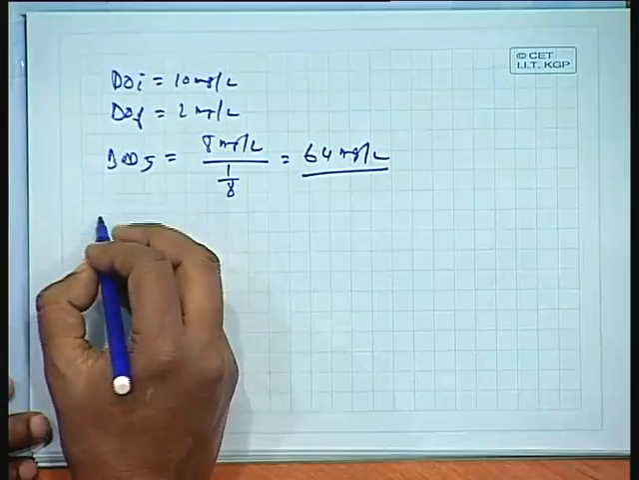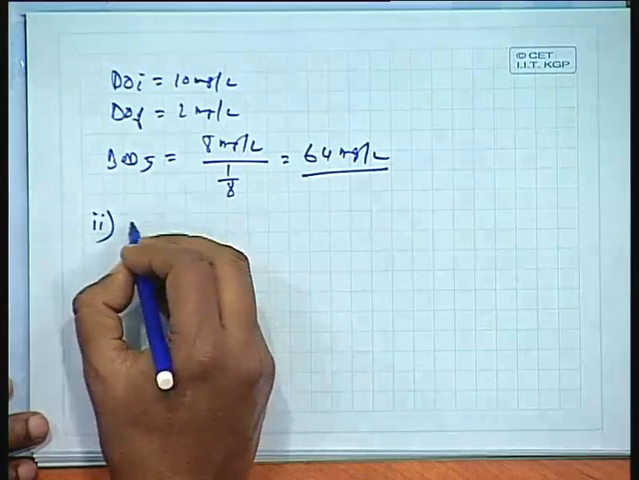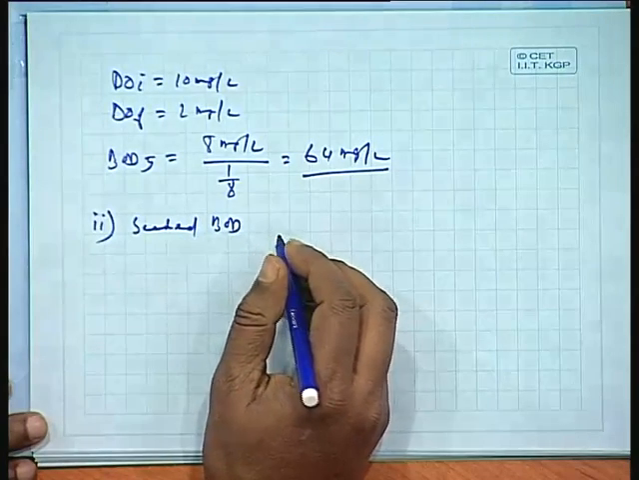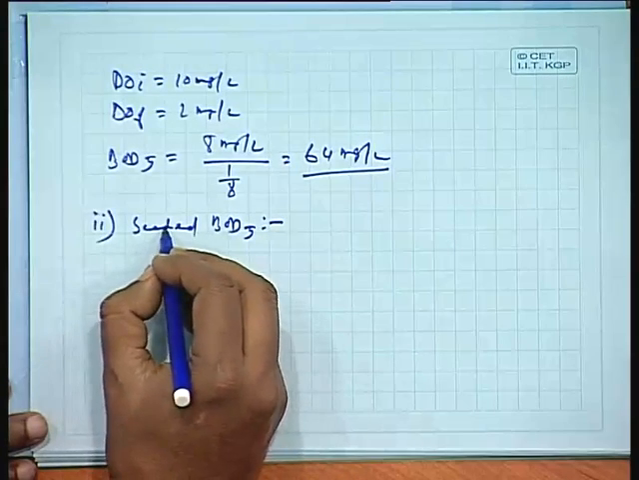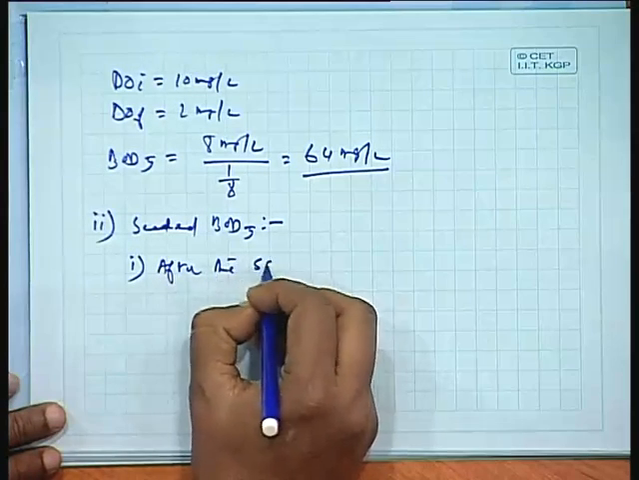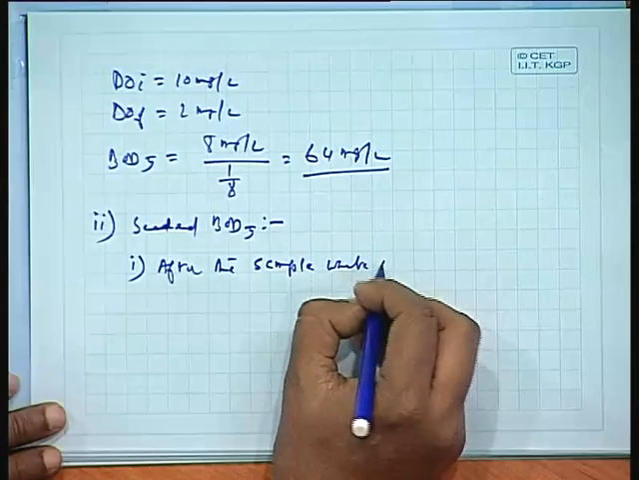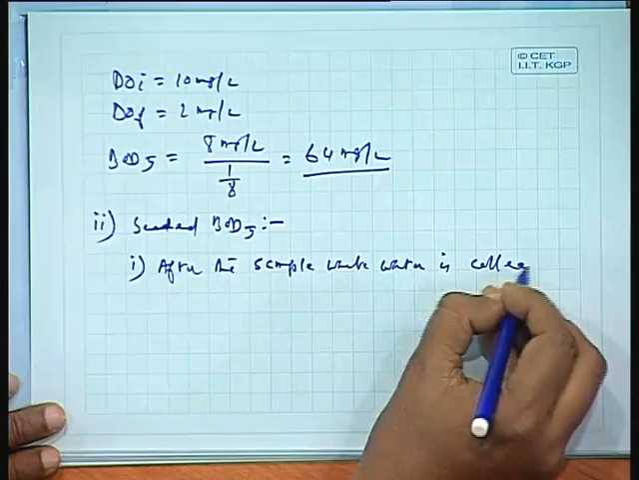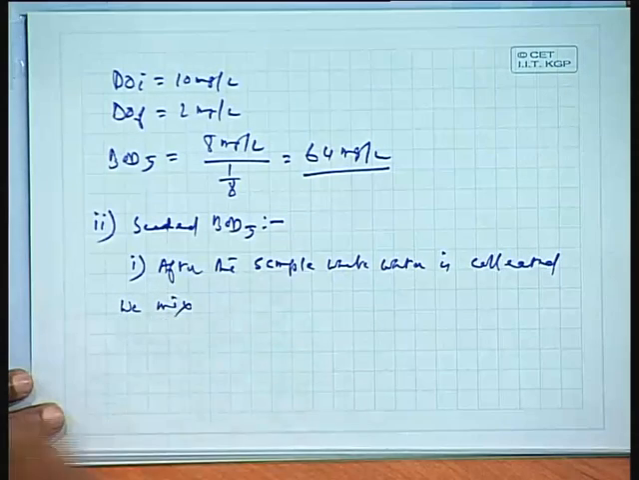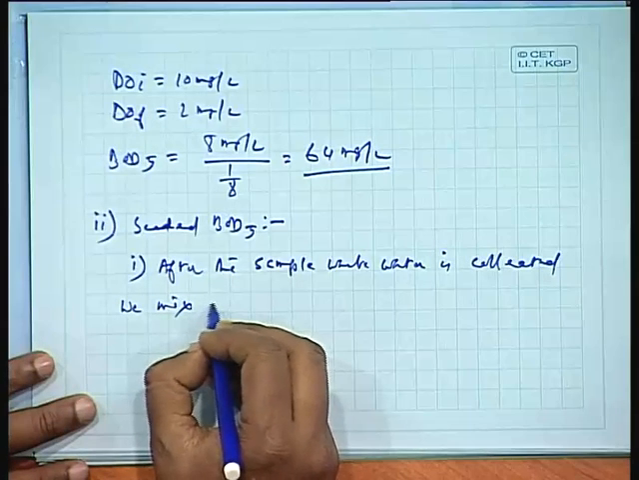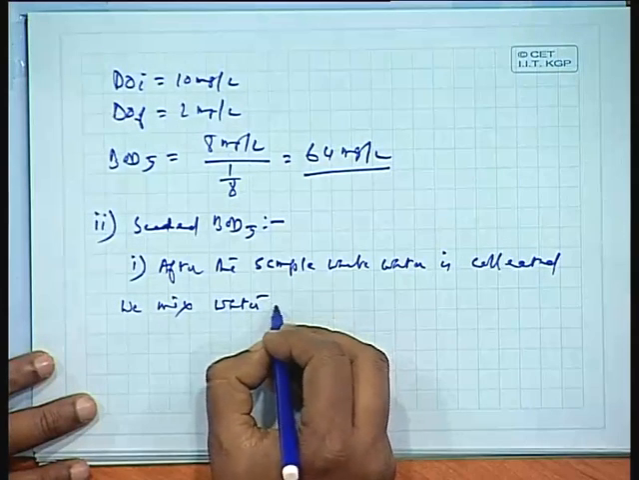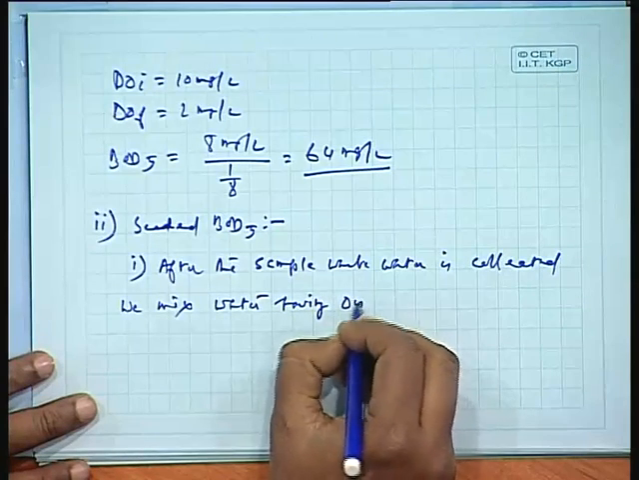This is one kind of test. There is another kind of test for BOD, which we generally call the seeded BOD 5 test. The extra step that is done is, after the wastewater sample is collected, we mix water having oxygen demand of its own.